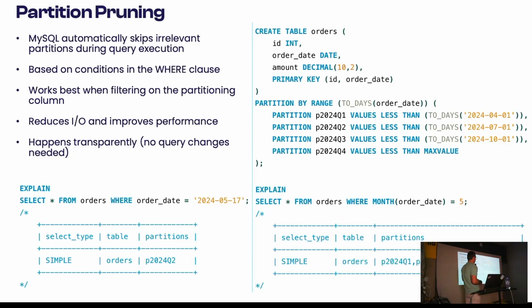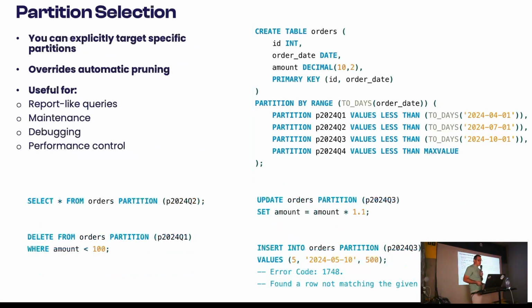So for small partitions and a small data set, this is maybe not that relevant, but for bigger data sets, this is crucial to have better IO and better performance of the system. Partition selection is another concept where you can explicitly target specific partitions, so it overrides the automatic pruning. There is a way for you as a user to tell the MySQL server which partition you specifically want to target with some of the queries.